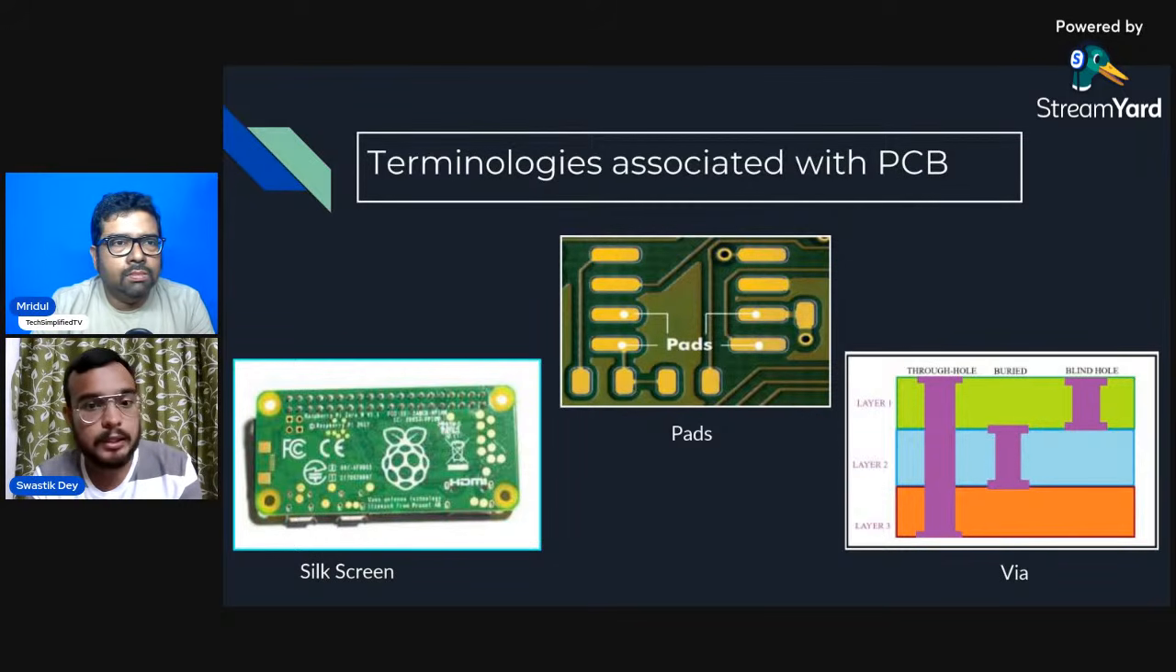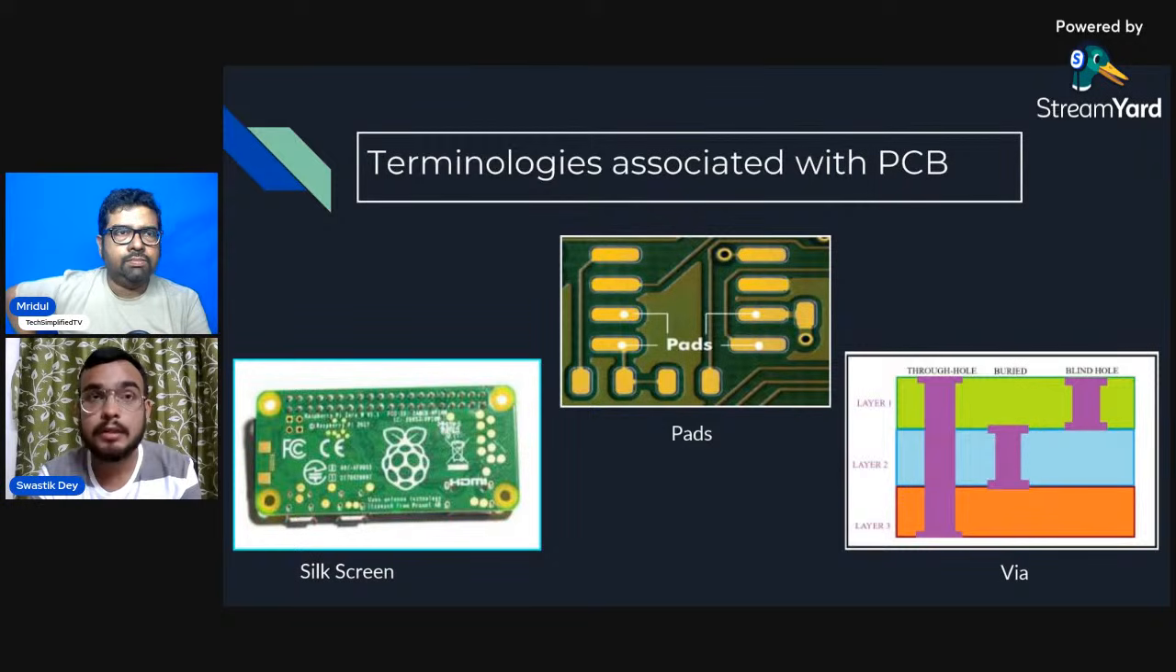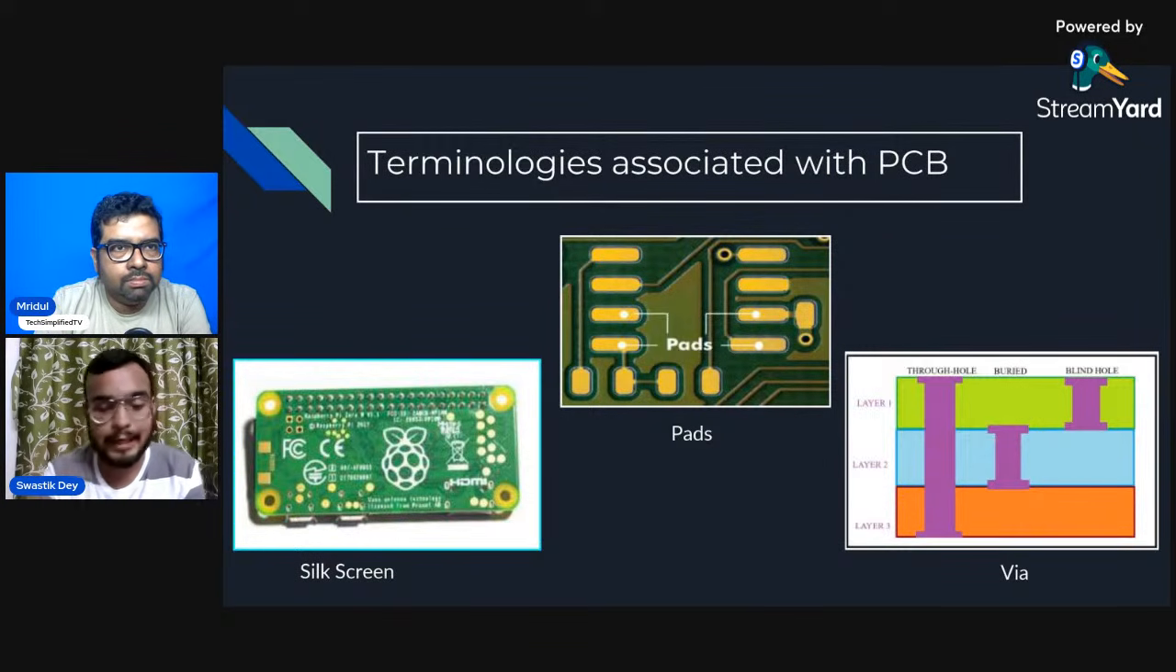Then there is something called the pads. These are nothing but exposed copper areas on which the components are soldered. So just like we saw the QFP type of components, the SMD components, those components are soldered onto these pads. And then there is something called vias. Vias can be thought of as very much similar to elevators in a multi-storied building. They basically help you to conduct current from one layer to the other layer.